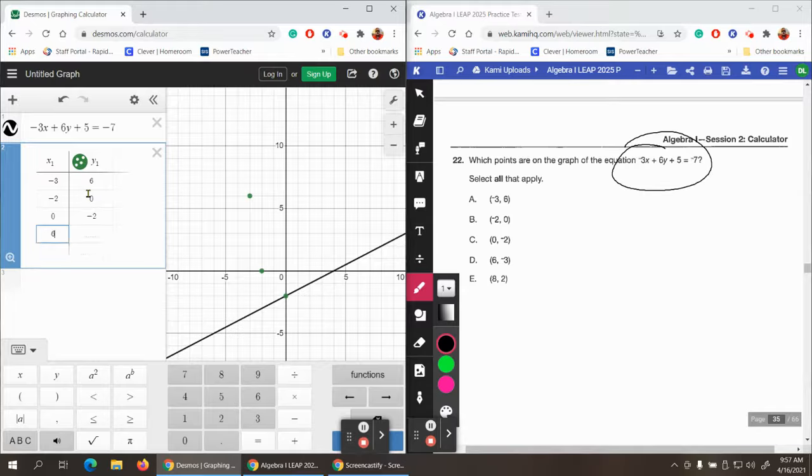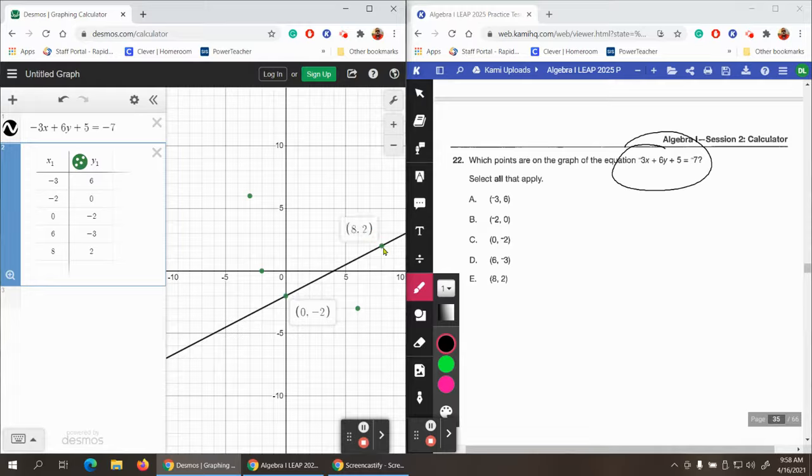Select all that apply. That means it's only going to be 2 or 3. All right, select all that apply. So it's probably only going to be 2 or 3. And as you can see, it is those two there. It is this one and this one.